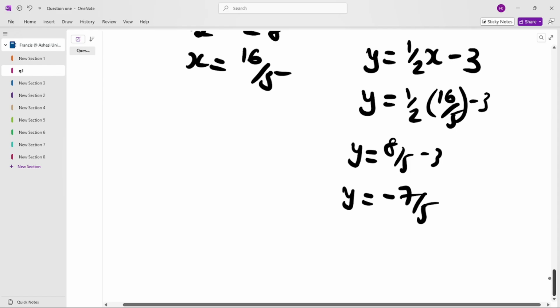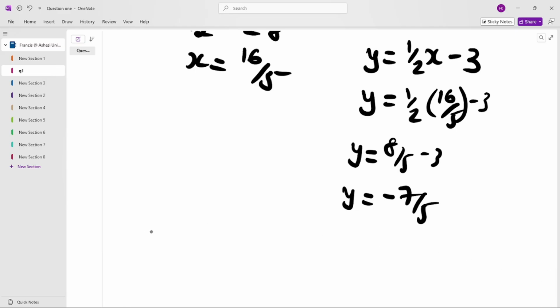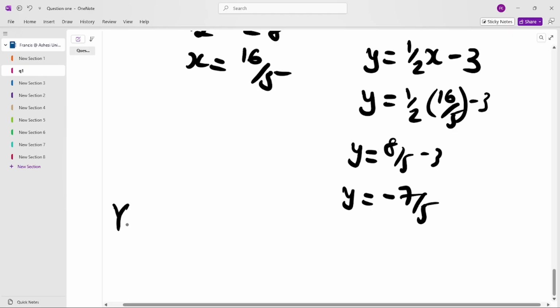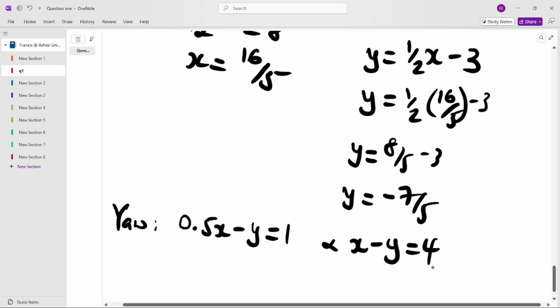So now, let me throw you guys another one so that those of us that made a mistake get some scores. So I'm coming to give you another one. You have 0.5x minus y equals 1 and x minus y equals 4.